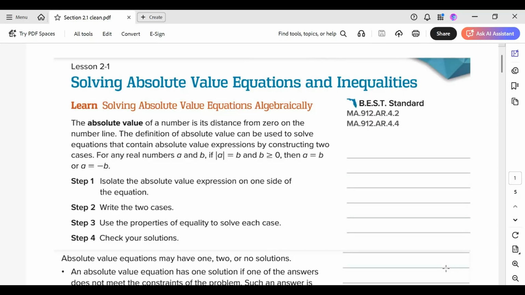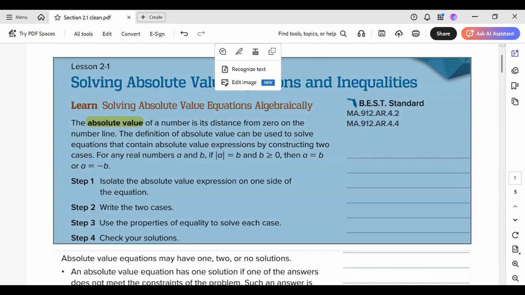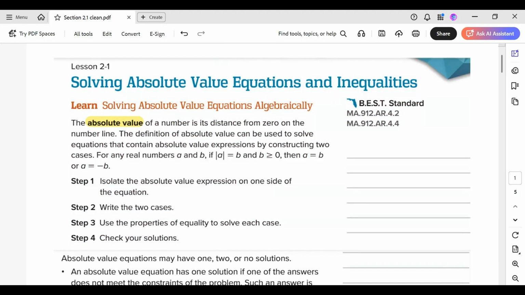Lesson 2.1, solving absolute value equations and inequalities. Its best standards are MA 912, AR 4.2, and AR 4.4. So absolute value is a number that is the distance from zero on the number line.